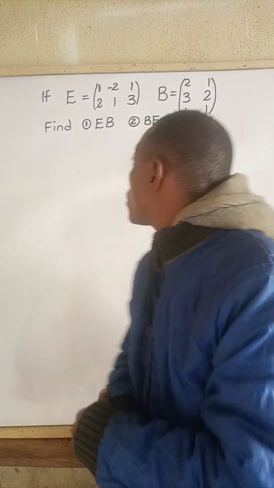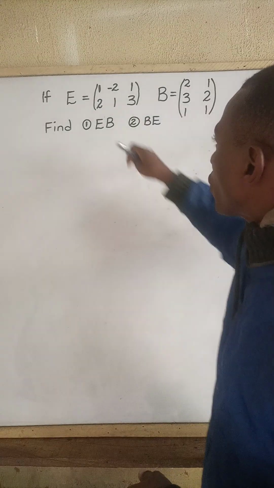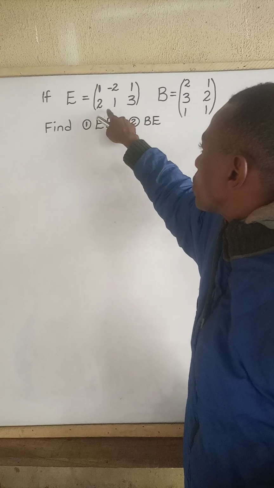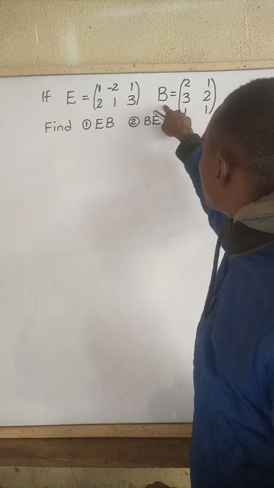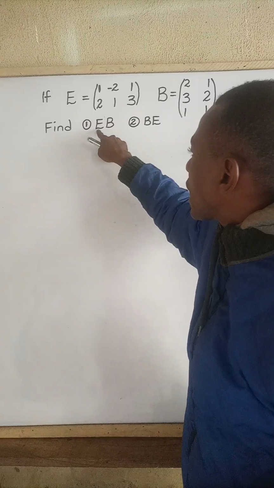So in today's tutorial, what we have here is multiplication of matrices. When you look at the first matrix that we have here, which is matrix E, you will observe that we have 2 by 3. Matrix B, we have 3 by 2. And in the first question, we are asked to multiply EB.